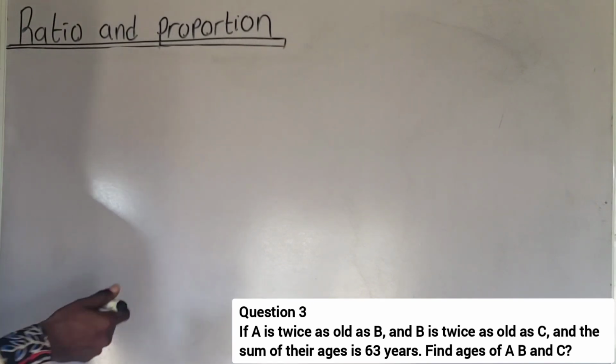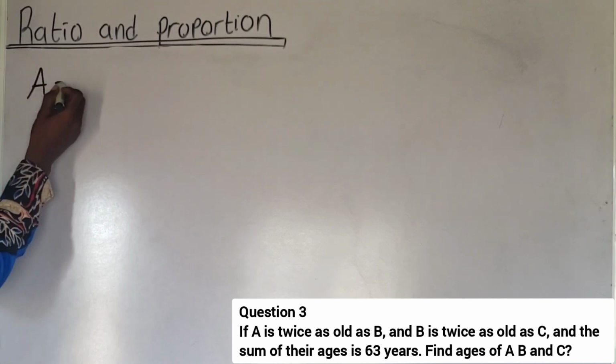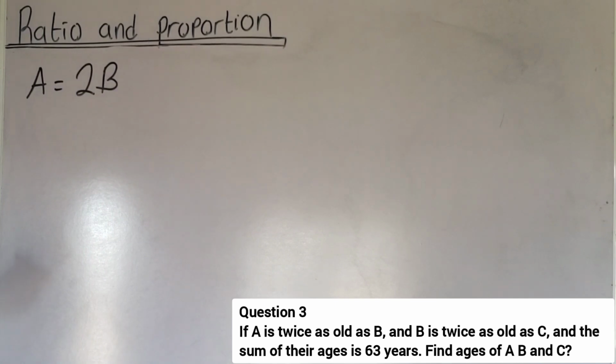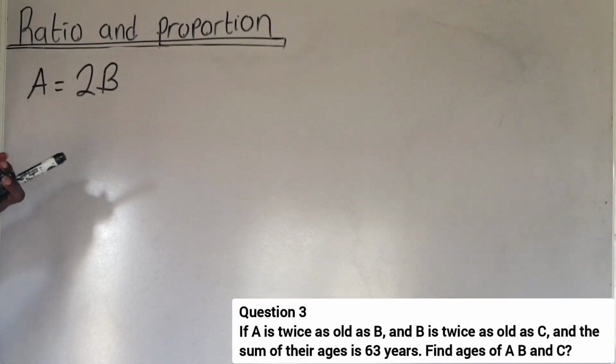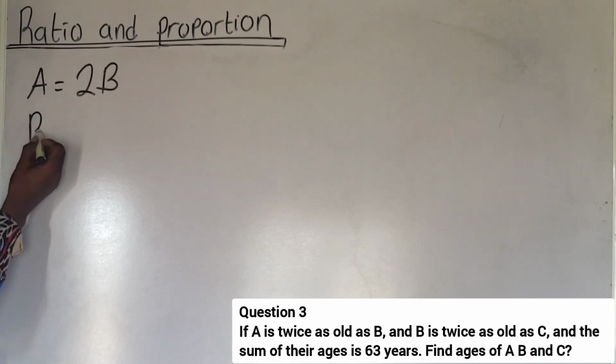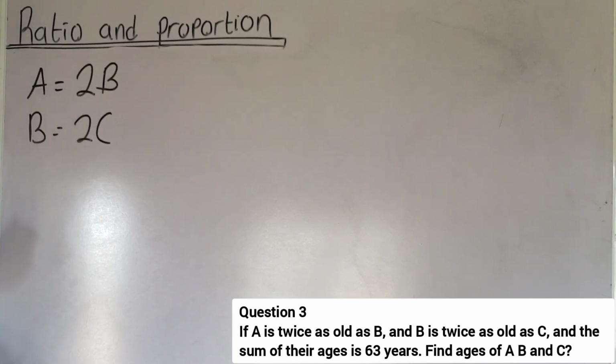That means, please pay attention, A is equal to 2 multiplied by the age of B. The second statement says B is twice as old as C. So B is equal to 2 multiplied by C. Now we don't know the age of C. Let's say there are 3 children: A, B, and C.